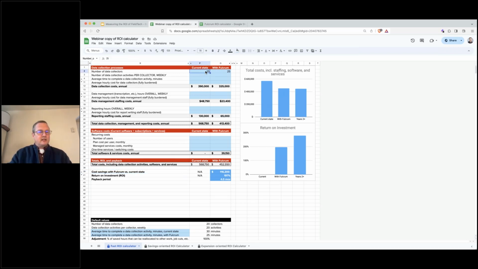Let's say we've got 25 data collectors. I anticipate still having 25 data collectors when we're all done here. The number of activities they're able to do per collector per week, let's just say that's 10 right now. And the number of minutes that it takes to complete a data collection activity is going to be 30 minutes.